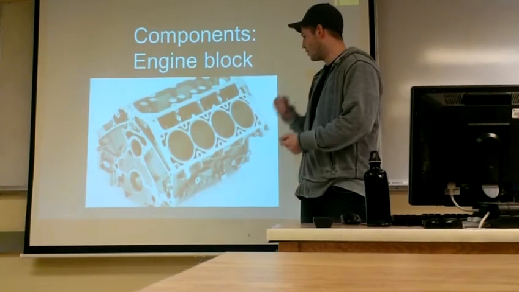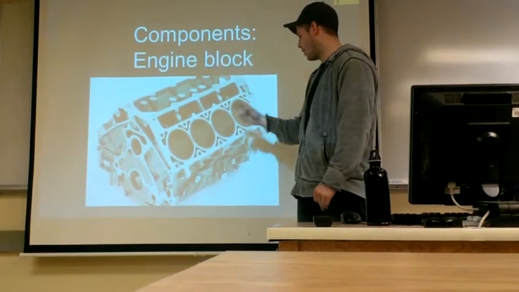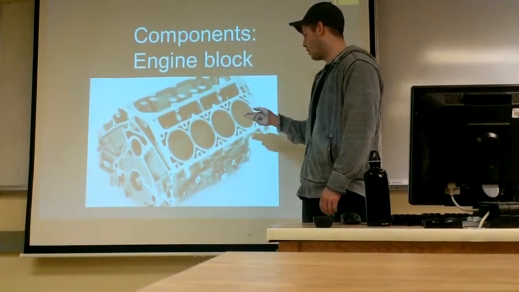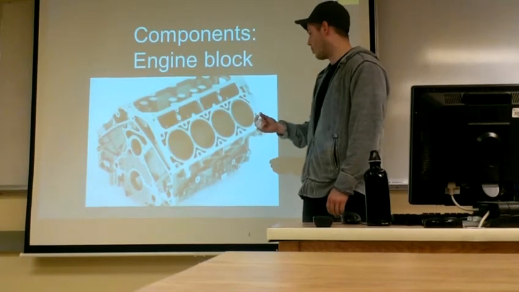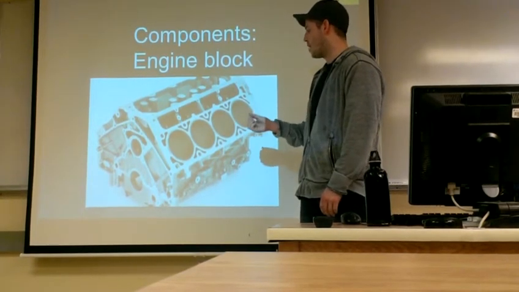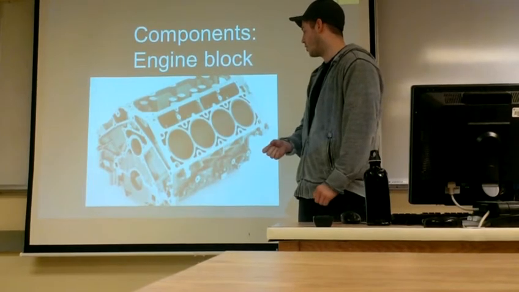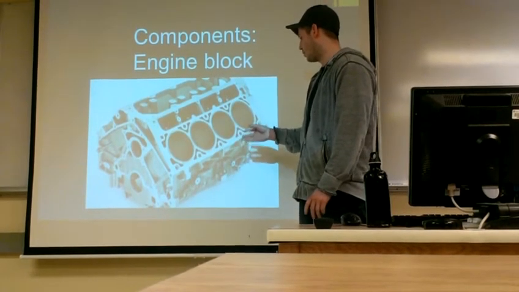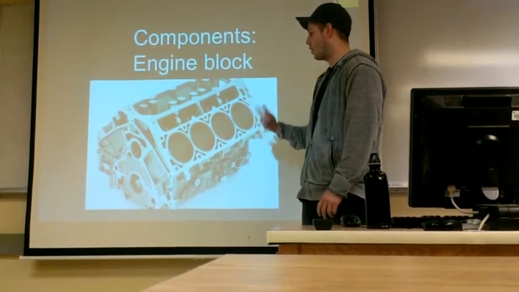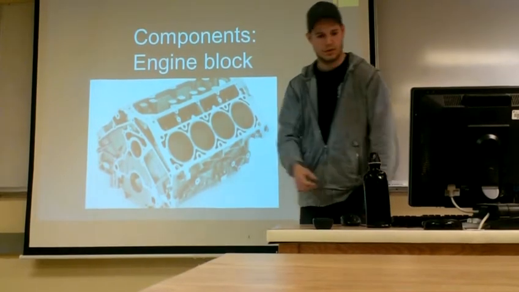Combustion drives the pistons through the cylinders, and they're connected to the crankshaft by a wrist pin that connects the connecting rod to the piston, and then the connecting rod is connected to the crankshaft. So the main purpose of the pistons is to cause rotation of the crankshaft.